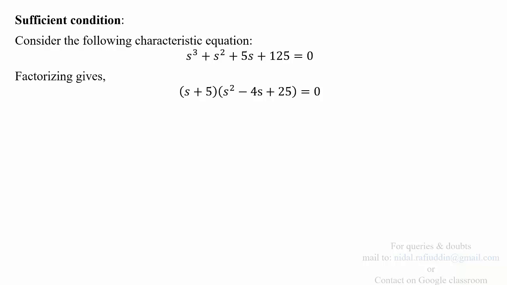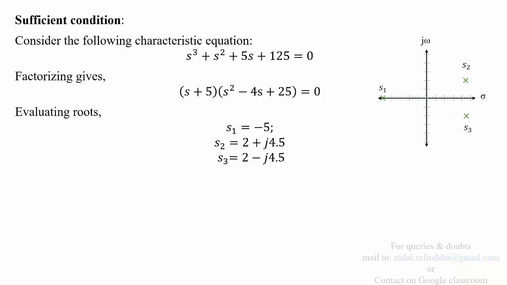If we factorize this equation, what we get is the following simplified equation. And if we look at the roots of this equation, the first root is s1, which is minus 5. The second root is 2 plus j 4.5. The third root is 2 minus j 4.5. So these are the three roots that we obtain from the given equation. We see that this equation satisfies the two necessary conditions, but still it has two roots that lie on the right half of the S plane.